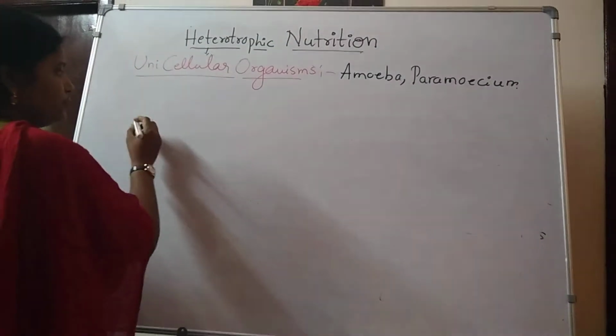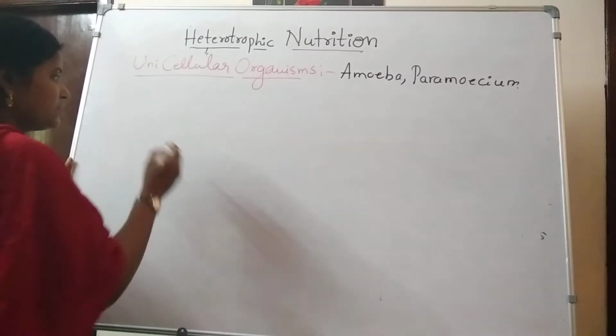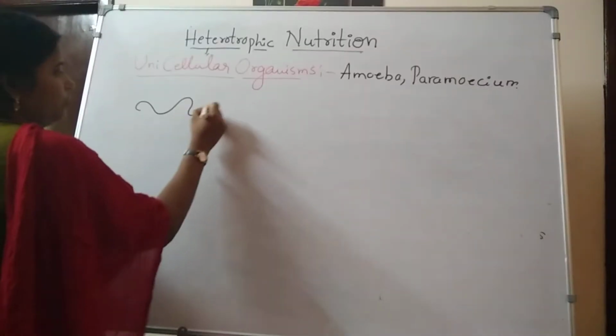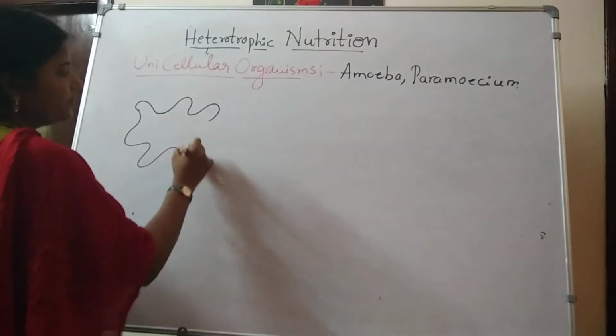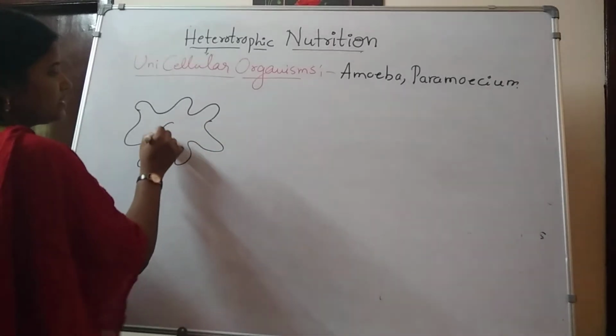In nutrition in amoeba we have 4 diagrams, 4 steps. So what is the shape of amoeba? What is the shape of amoeba?